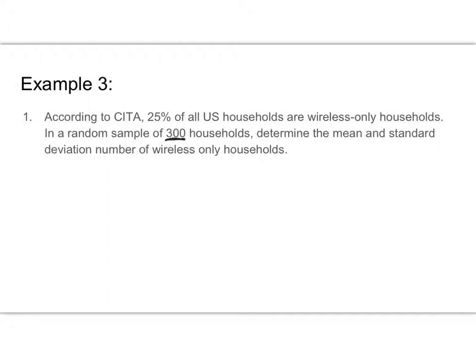All right, according to CTIA, 25% of all U.S. households are wireless-only households. In a random sample of 300 households, determine the mean and standard deviation of wireless-only households. So this is really simple. It's just the number times the probability, and that's going to give us our mean. And we have 300 trials times 0.25 gives us 75. So 75 is our mean.